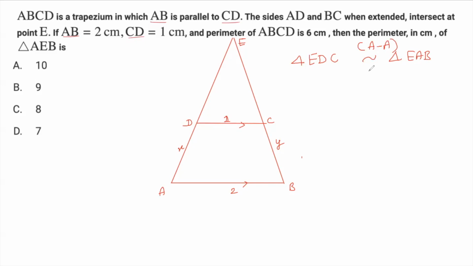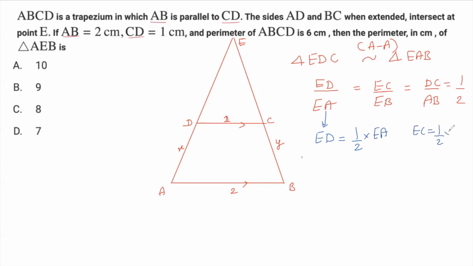So in this case, we simply write the ratio of the corresponding sides. We can see that ED upon EA is equal to EC upon EB, which is equal to DC upon AB. Now, the question already gives us the values of DC and AB. DC has been given as 1 and AB as 2. So we can observe very clearly that ED is half of EA, and similarly, EC is half of EB.